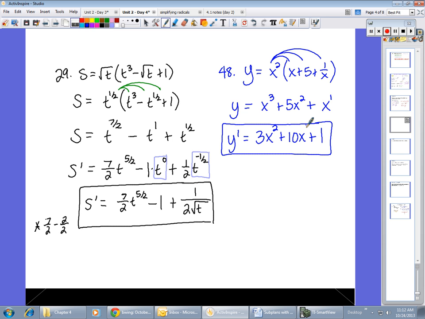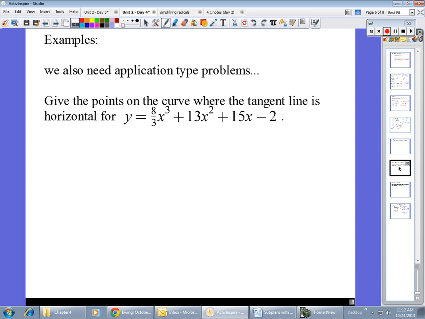Yay! So let's go ahead and do the last kind of problem that you guys are going to need, which is a few application sorts of problems. So there's two. And these two application problems, you can read this one. It says, give the points on the curve where the tangent line is horizontal. So we have to be able to sort through the verbiage and decide what that means to us in terms of what we do with a derivative.